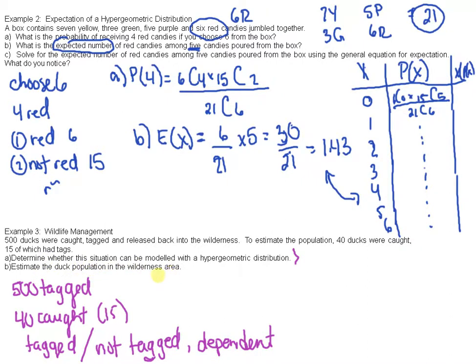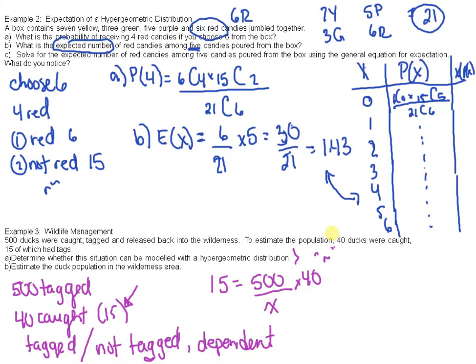Now, estimate the duck population in the wilderness area. Here's the thing. 40 were caught, 15 had tags. So they're basically telling you the expected value. The expected number that is tagged is 15. Okay? And we don't know the population. So question mark, so x out of 500, sorry, flip that. 500 out of x. So 500 are tagged out of a total population. Now, and then times 40. So 40 is basically our n, like our number of trials, right?